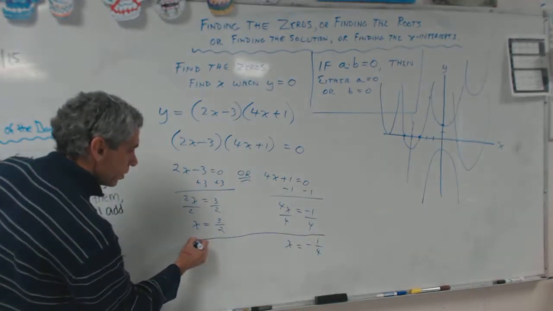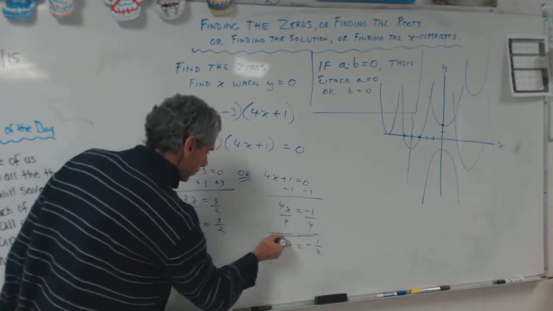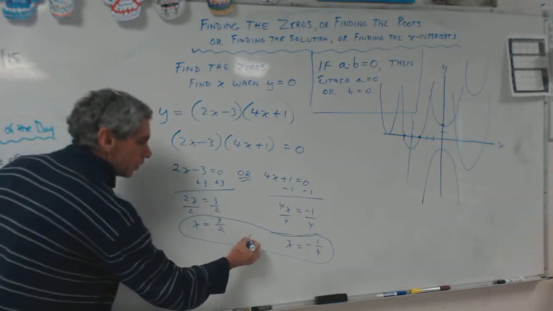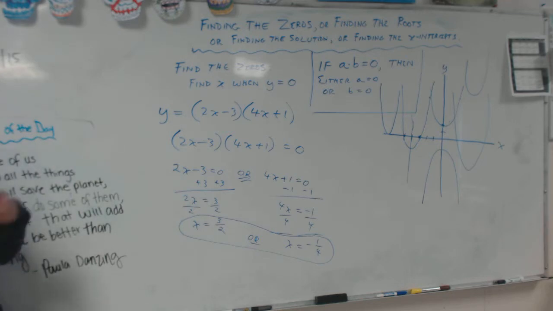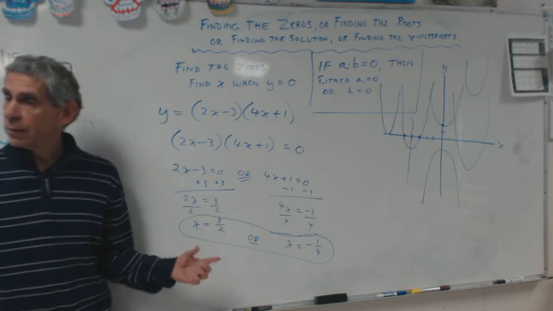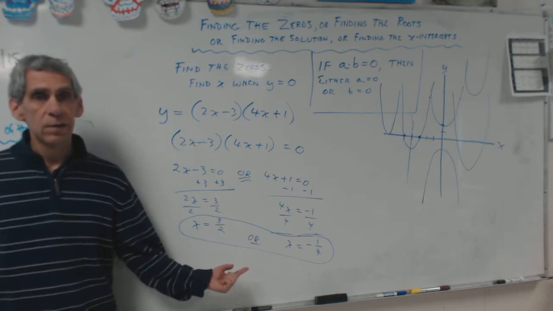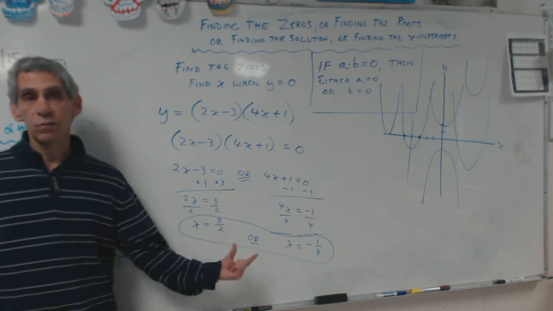Those are my answers. Those are my zeros. And I'll put "or" in there. Typically use the word "or" because I don't know for sure. I know with a parabola, those are the two places it's going to cross the x-axis. But I don't know for sure which one is right.